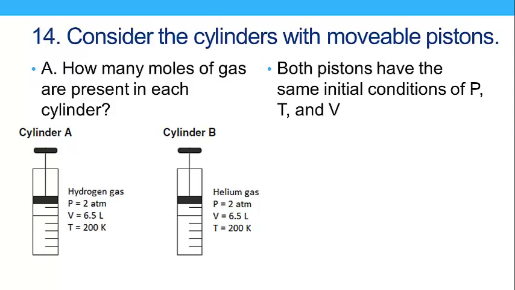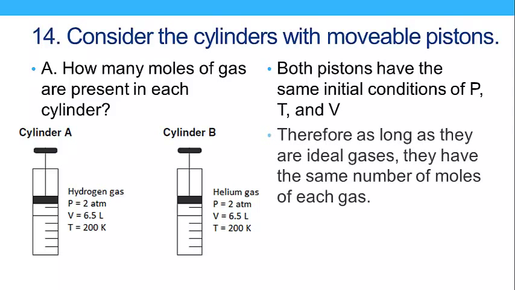Because they both have the same conditions and they're both acting as ideal gases, they have the same number of moles. You could also solve this by plugging in PV equals nRT, but since the conditions are the same, I know that the moles must be the same.